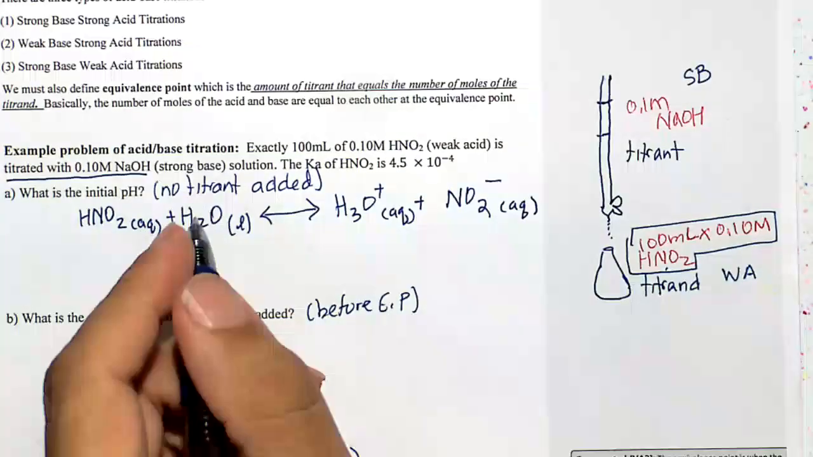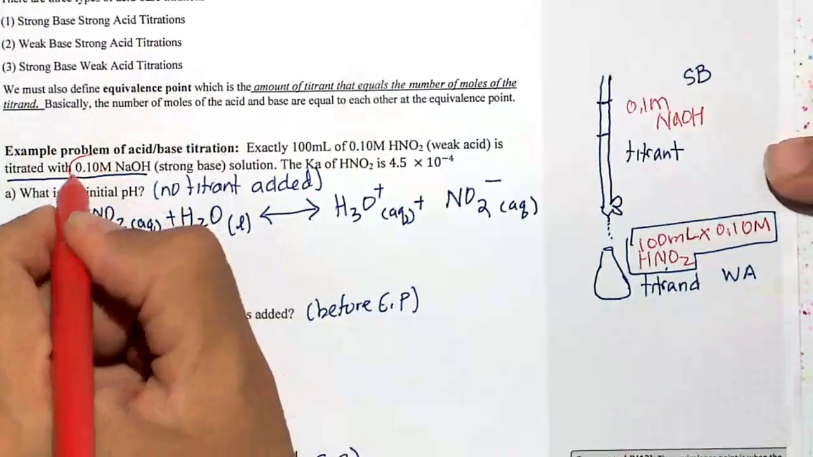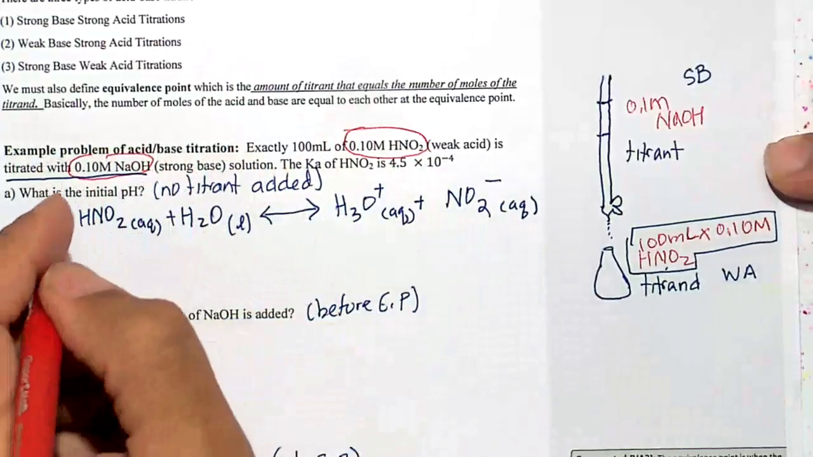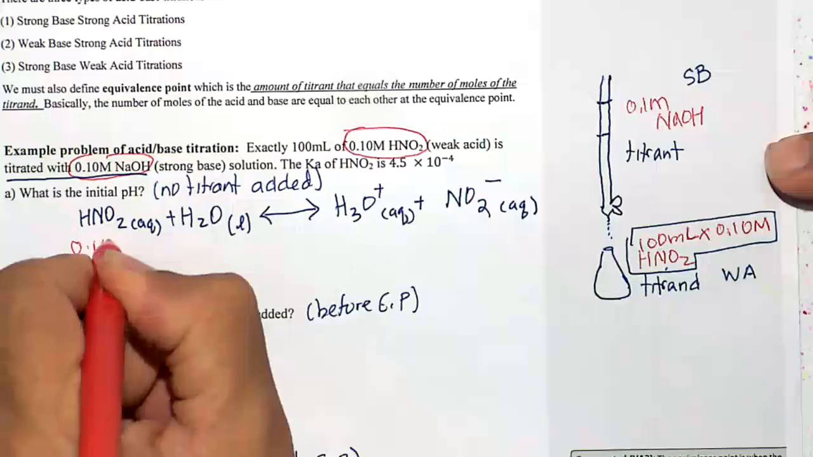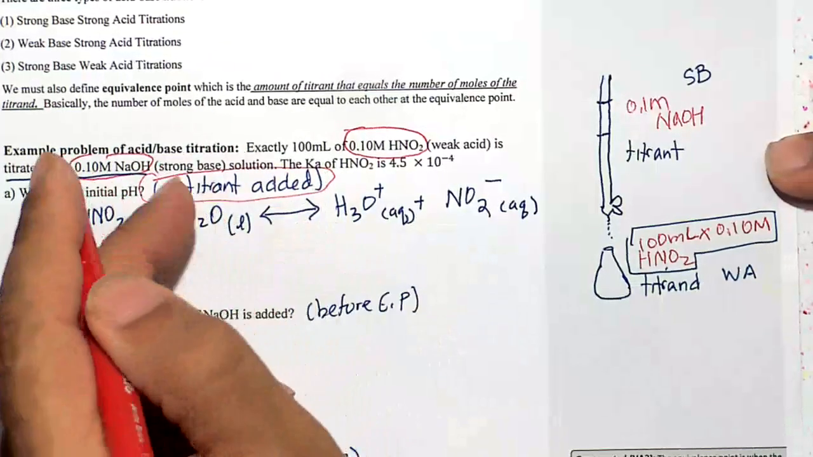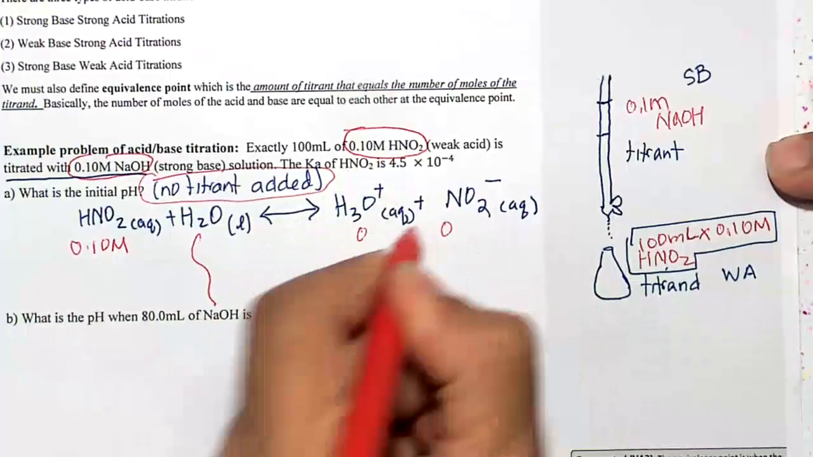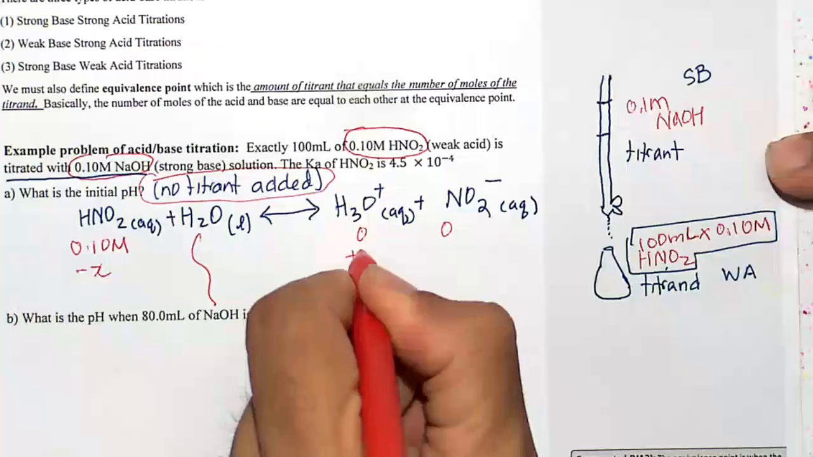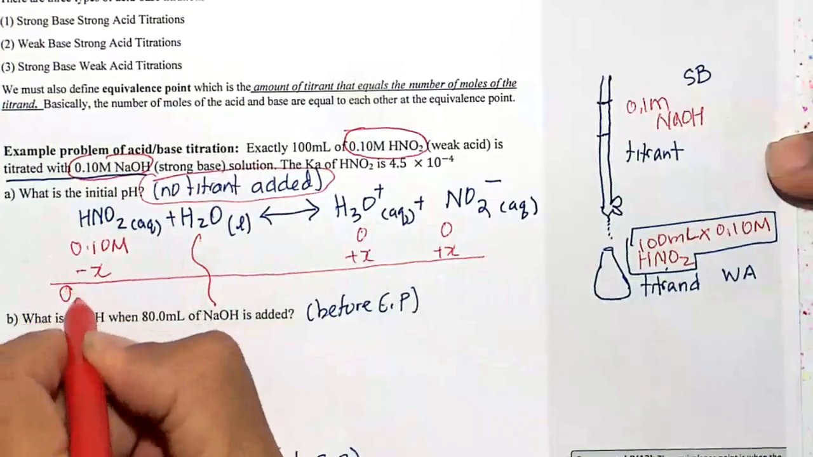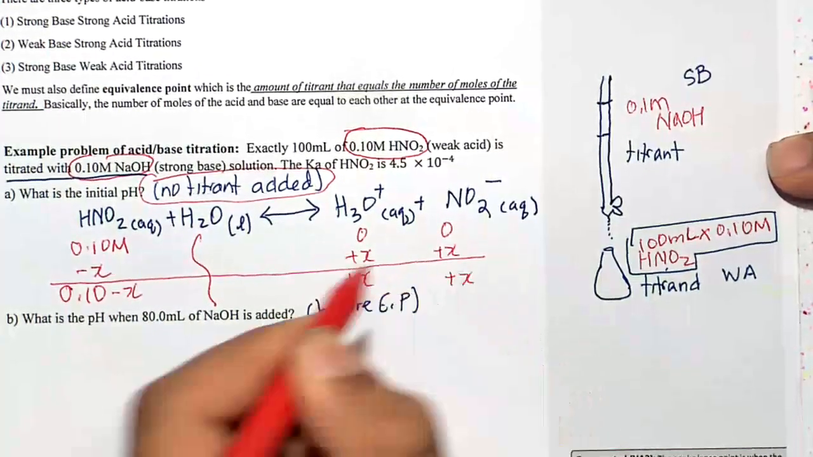All right. So we've done a lot of these in the last chapter. Okay, it's the same thing. We have 0.1 molar HNO2. So this is going to be 0.10 molar. Okay, no titrant is added. Okay, nothing is added. This is phase 1. Okay, we don't worry about water. It's a liquid. This is 0 and 0, minus x, plus x, plus x. So this is 0.10 minus x, plus x, plus x.